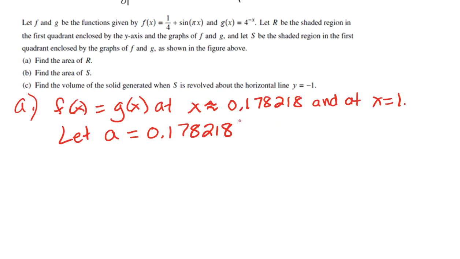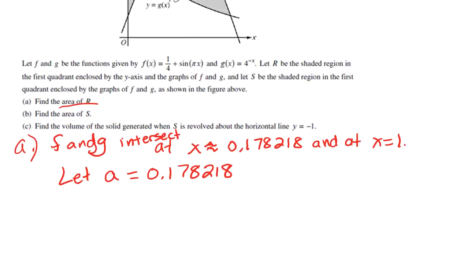Another way that you could perhaps say that is you could say f and g intersect at x equals those two values. So either one of those methods would be fine. And now we're looking for the area of R.